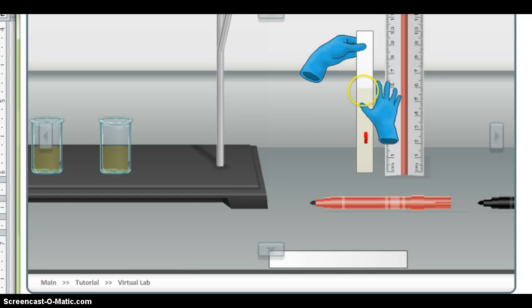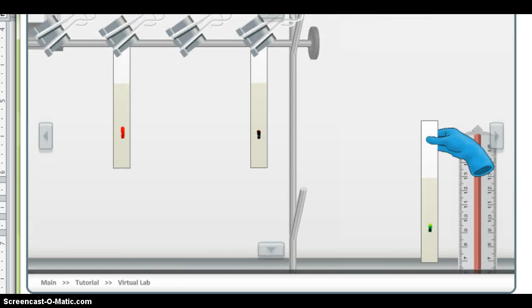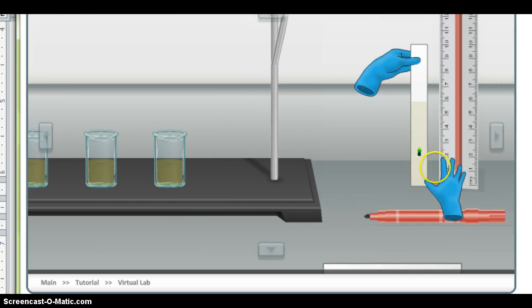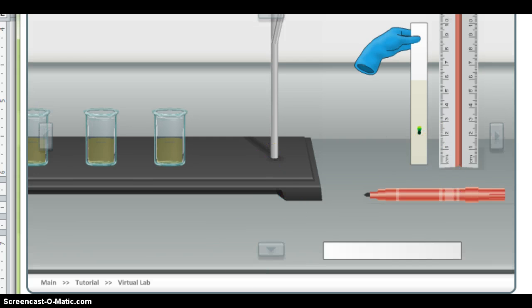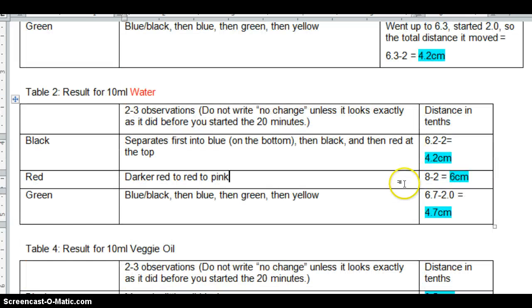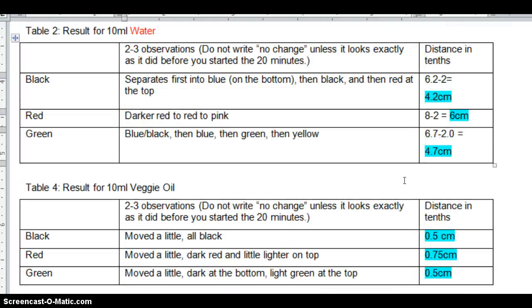And then for our green one, about how far total did that one go? Went from 2 to right about there. Yeah, from 2 to 2.5. So a total of about a half again. So huge differences there between how far it moved in the oil and how far it moved in the water or the alcohol. So when did it move the least?